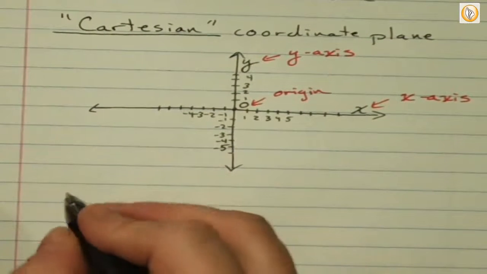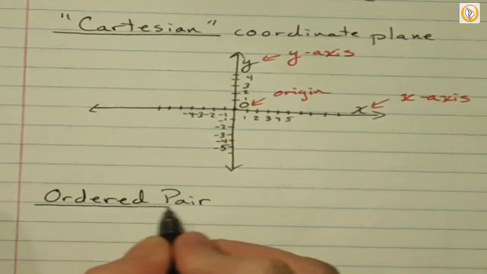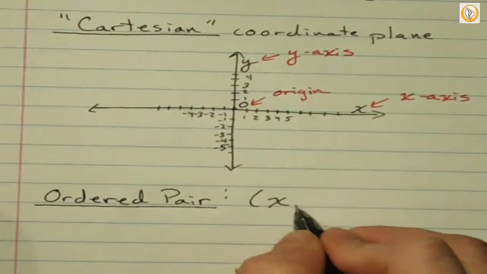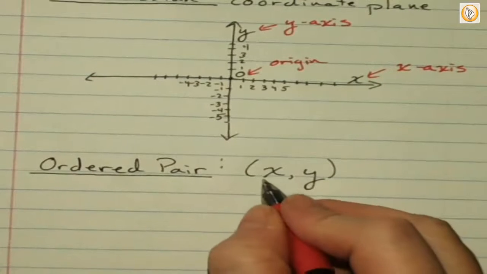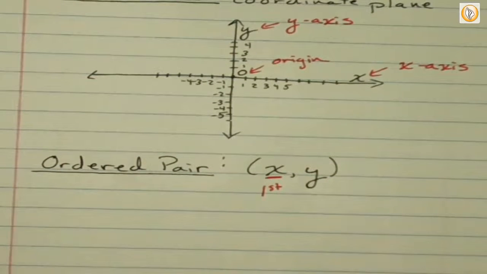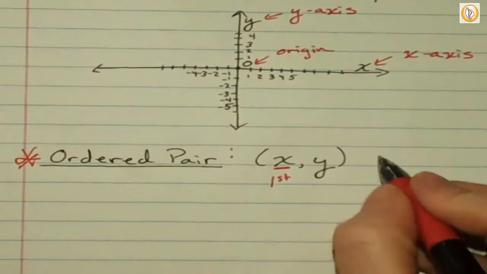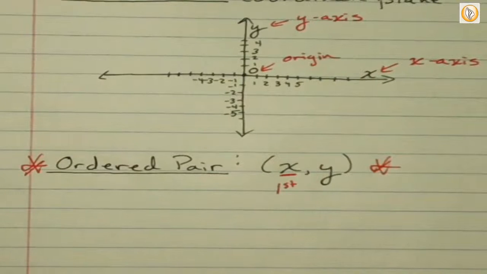You also need to know what an ordered pair is. An ordered pair looks like this, an X and a Y. X always comes first. That's the thing you forget the most. I'm putting a star here because you'll be using the Cartesian plane and ordered pairs for the rest of your math career. Junior high, high school, and college, you will be doing this.